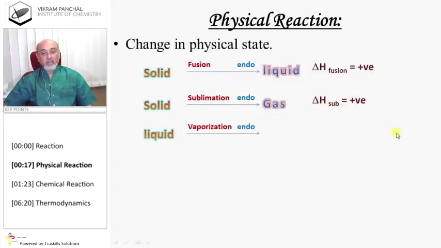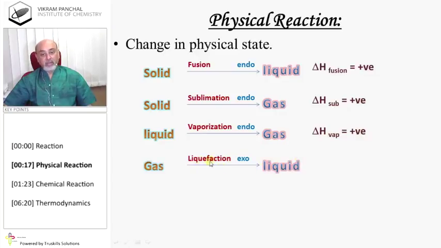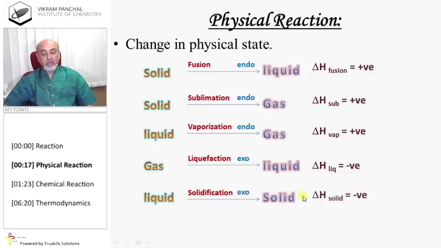Liquid can be converted to gas, which is called vaporization or evaporation. It is endothermic process, and delta H vaporization will be positive. Gas can be liquefied, and that is called liquefaction, and it is exothermic reaction, so delta H liquefaction will be negative. Liquid can be converted to solid. It is called solidification or freezing. It is exothermic process, and heat of solidification will be negative.